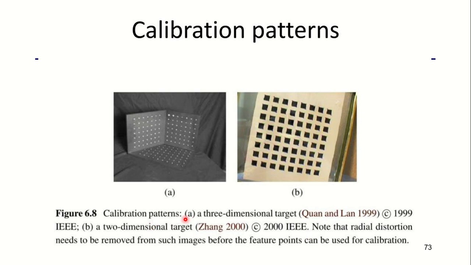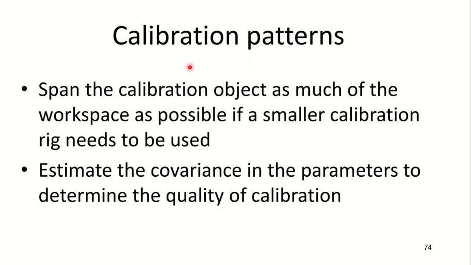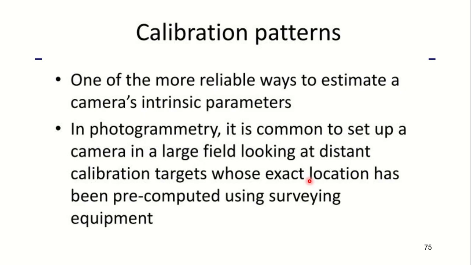The calibration patterns: this shows a 3-dimensional target and this shows a 2-dimensional target. Span the calibration object as much of the workspace as possible if a smaller calibration rig needs to be used. Estimate the covariance in the parameters to determine the quality of calibration.